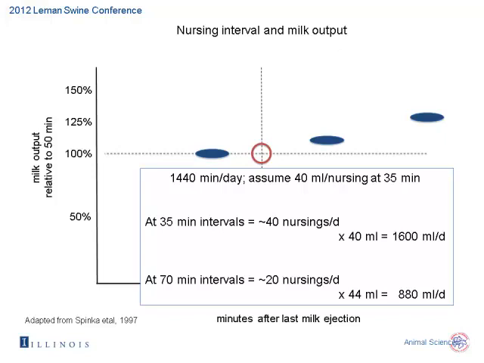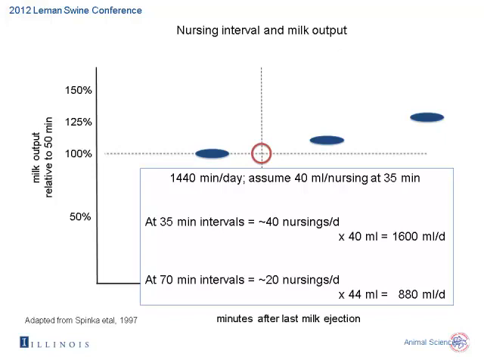But then if we take this to another level, what you find is it doesn't keep going up. It's flatlining pretty quickly. So at 70 minutes, maybe you've got another 10% more milk. At 100 minutes, 25% more milk.